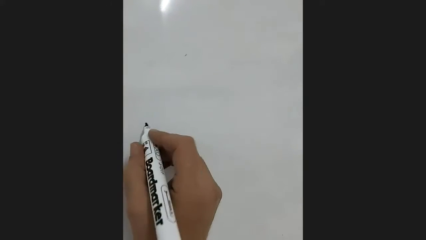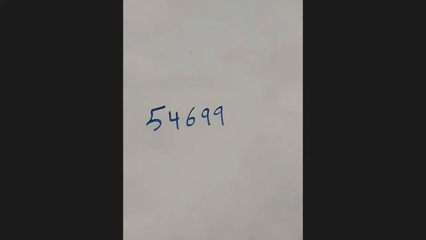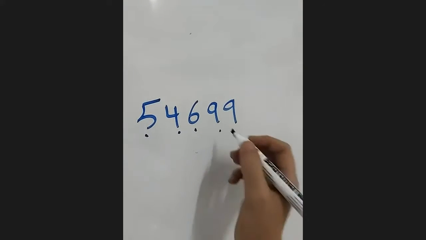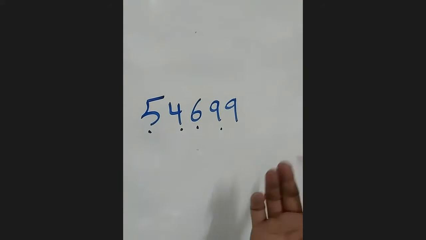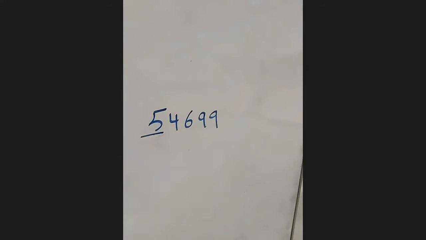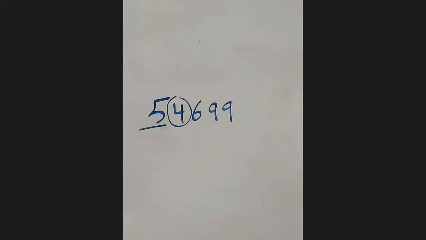For example, if we have 54,699, how do we round this number? We can round the first digit, or the second, or the third, or the fourth digit. We can round any digit we want. So how do we round, for example, the 5? To round the 5, guys, we take a look at the number after it, which is 4.